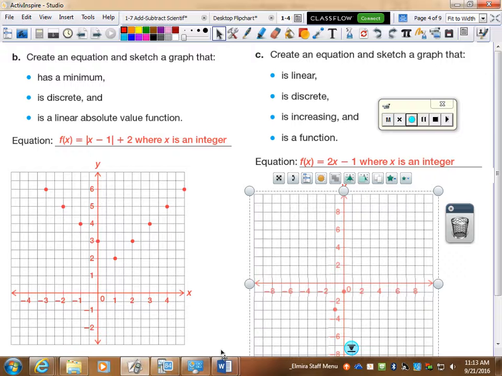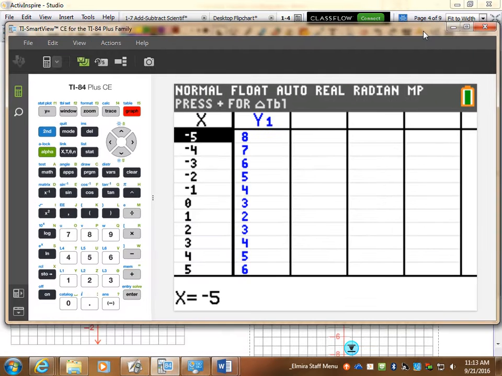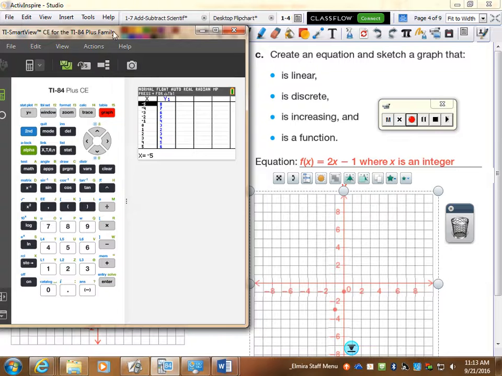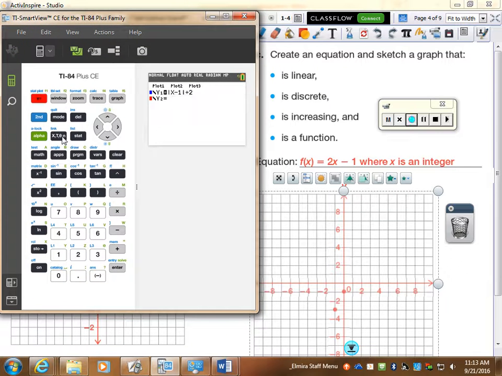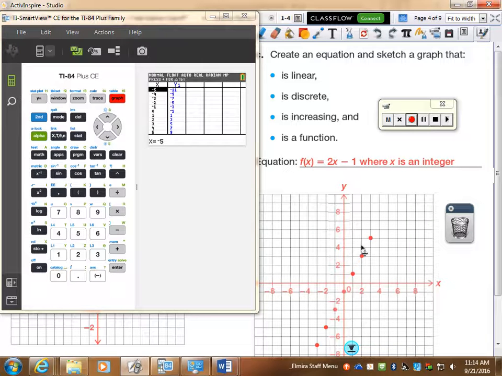Okay, so again, I'm going to go into my calculator, and let's adjust the size here. Type into your y equals 2x minus 1, or whatever equation you wrote. Hit your table, and then you've got a series of points that you can plot. Again, keep those discrete. Do not connect them.